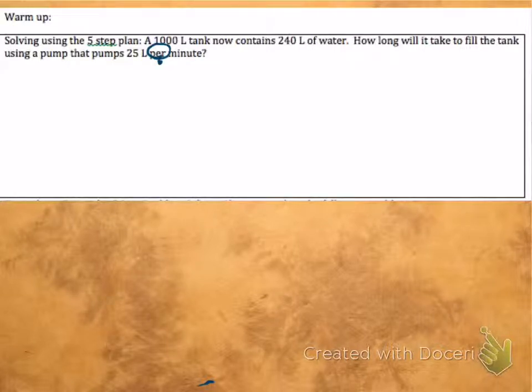And we think about setting up. What's our variable? We are looking for how long, and what are we trying to measure how long in? Well, our unit of time in this problem is minutes. So we're going to use x to represent the number of minutes.